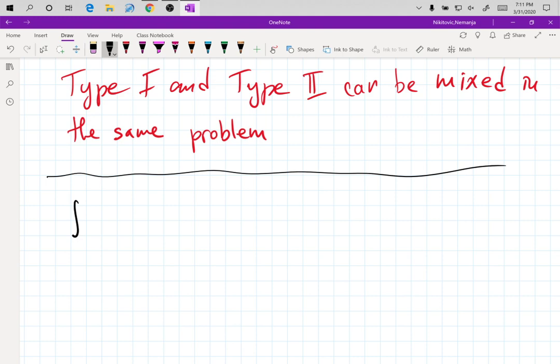I lost it now. I don't want to scroll up again. There it is. So that problem 32 was 1 to infinity, dx over x squared times (x minus 1).